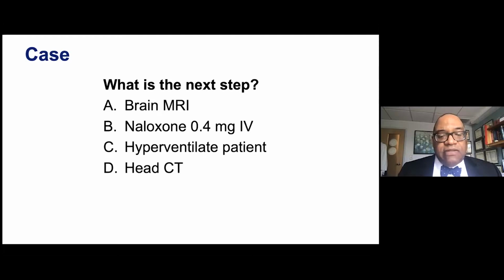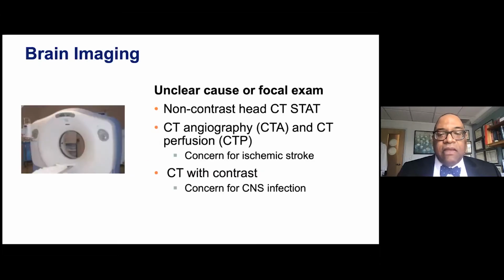The correct response is D, head CT. So if the cause is unclear or there is a focal exam finding, we do want stat imaging, and we have to use whatever is available to us. If one of the choices had been CT angiogram, I probably would have chosen that to make sure that there is no vascular lesion that's obvious as well.